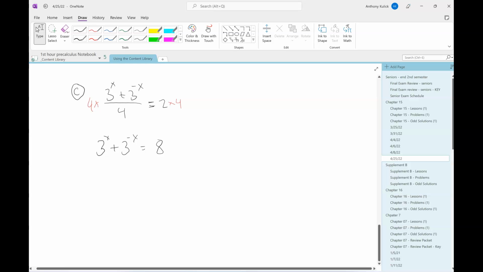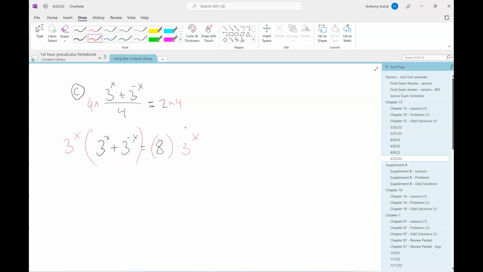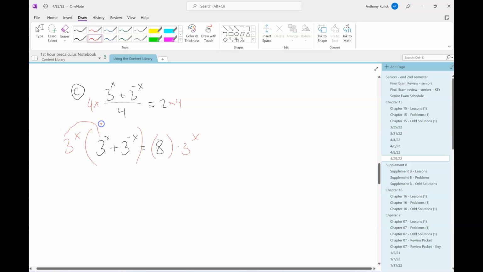Ooh, Mr. Kulik, now you're speaking my language. How am I going to do that? Here's the trick. I'm going to multiply both sides by 3 to the x. Why 3 to the x? Well, let's see what happens.